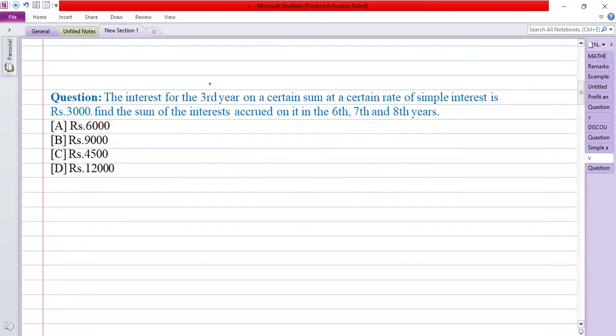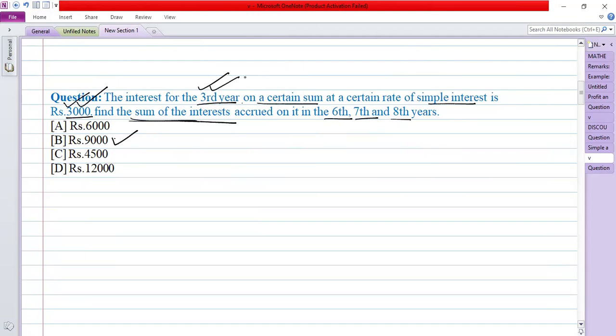Now here, the interest for the third year on a certain sum is given to be rupees 3000, but it is simple interest. If the simple interest in the third year is 3000, then obviously in every year the interest will be 3000. Means in the sixth year it will be 3000, in the seventh year it will be 3000, and even in the eighth year also. So what will be the total sum? The sum of these will be nothing but 9000.